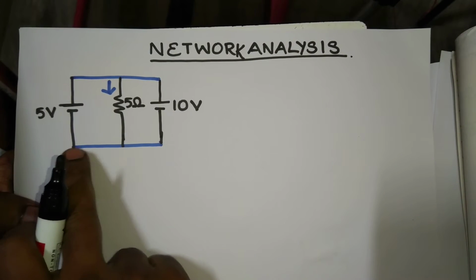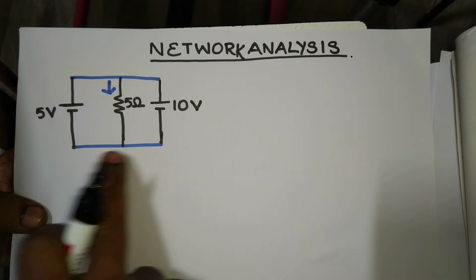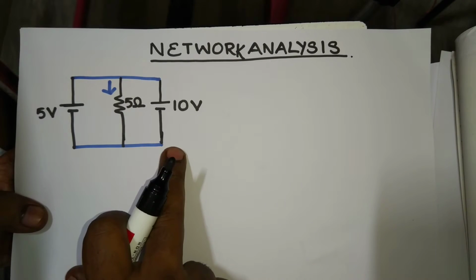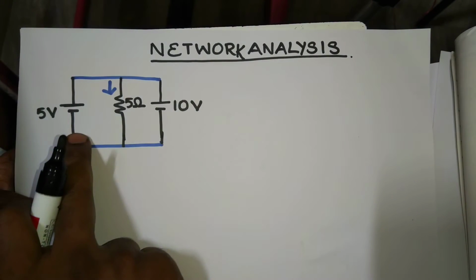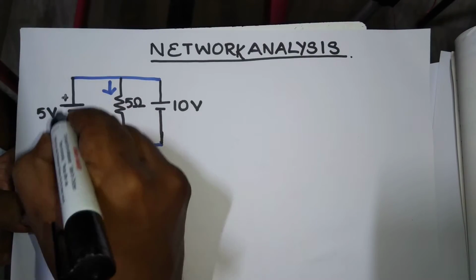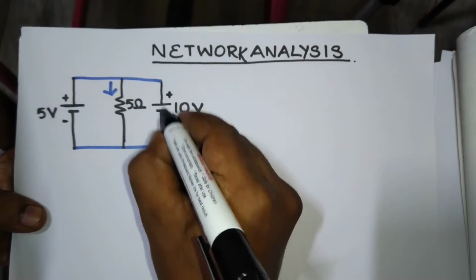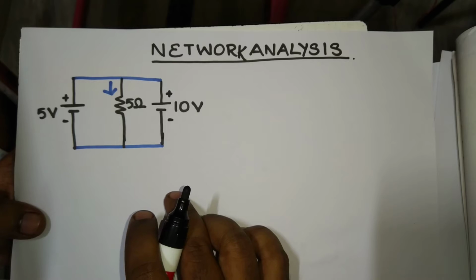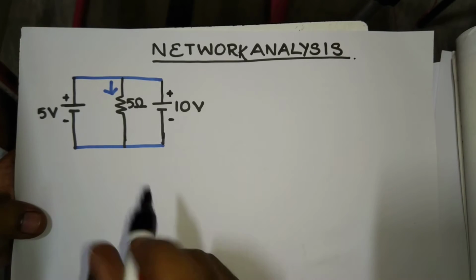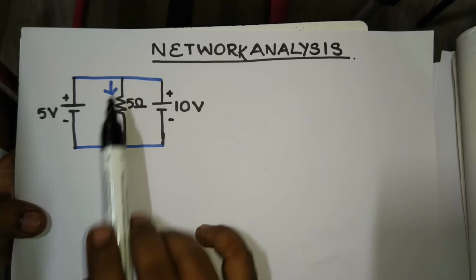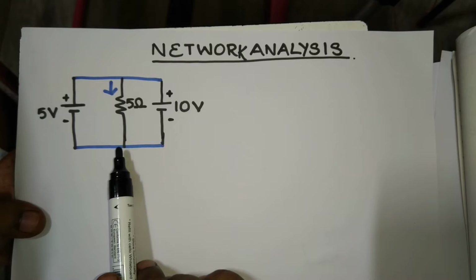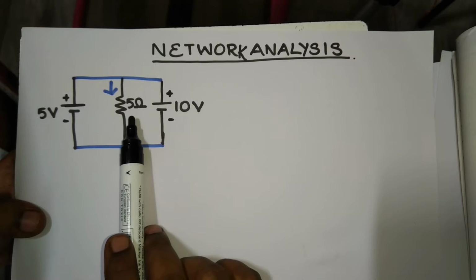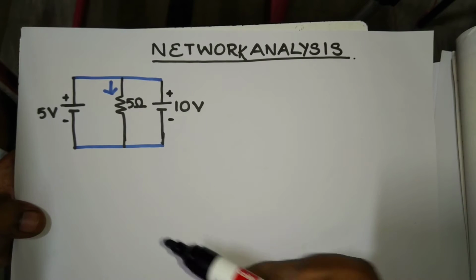See, you have a couple of sources. You have two active sources, 5 volt and 10 volt, with respect to polarity. Okay, so polarity is like this. And also in the intermediate zone you have a passive element, a resistor whose value is 5 ohms.